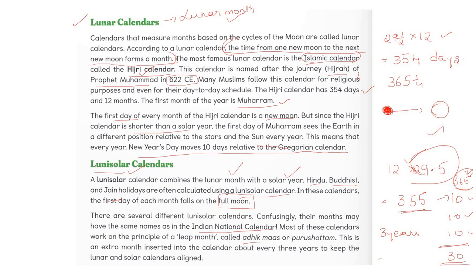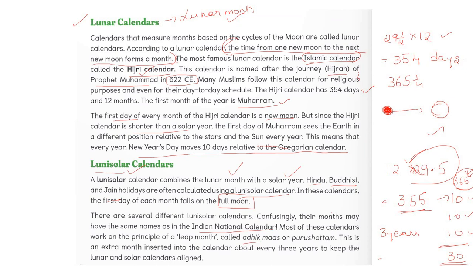Once again, children, what is a luni-solar calendar? It combines both lunar month with a solar year. Who uses this? Hindus, Buddhists, Jains. How do they use lunar months? They take every month 29.5 days. But how do they get Adhika Masa? They count year for 365 days and the 10 days remaining for every 3 years they counted 30 days and they give Adhika Masa. So the lunar months and solar calendars both are aligned.